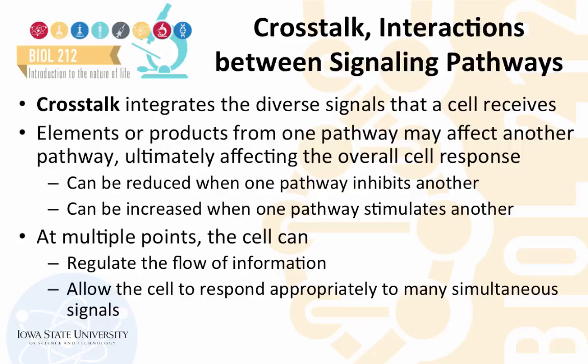The cell launches an integrated response as a result of crosstalk between these different signaling pathways that are activated by these diverse signals in the receiving cell. Elements or products from one pathway may affect another pathway, ultimately affecting the overall cellular response, which can be reduced when one pathway inhibits another or can be increased when one pathway stimulates another. At multiple points, the cell can regulate the flow of information. This allows the cell to respond appropriately to many simultaneous signals.